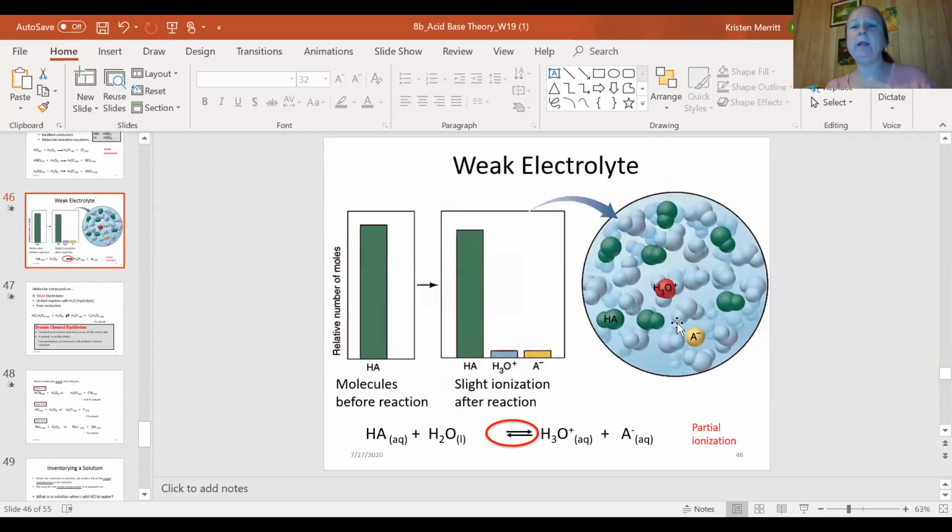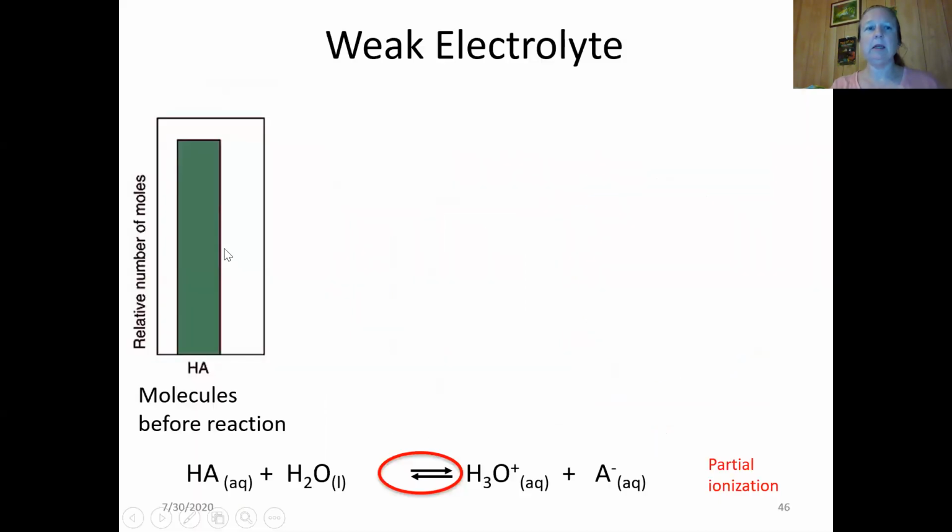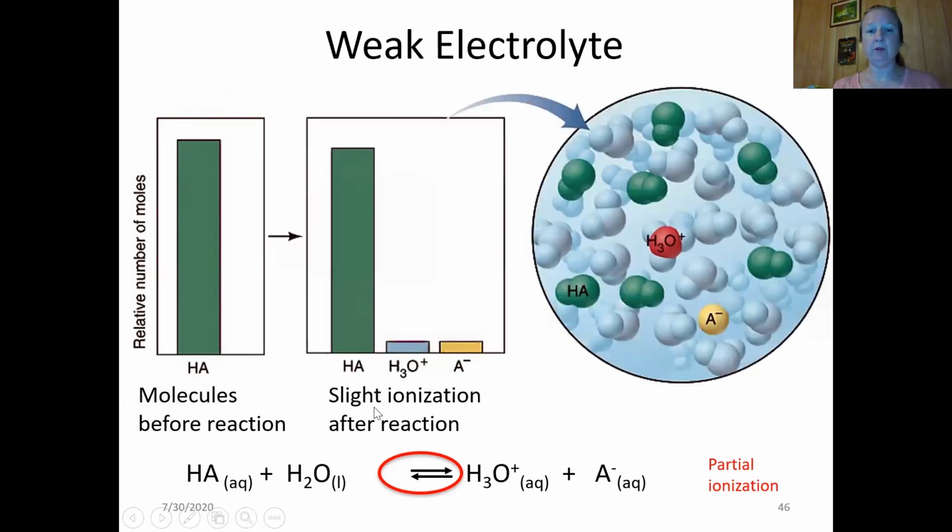On the other hand, a weak electrolyte is just the opposite. Here's your starting material again, but this time it's weak. You have the double arrow because when you get sufficient product made, these are strong enough as acids and bases to react themselves and create this as a product. So you get partial ionization, only a little bit of this becomes ionized.